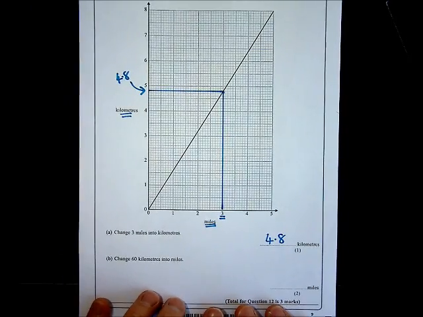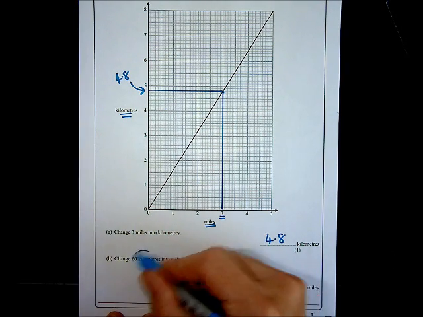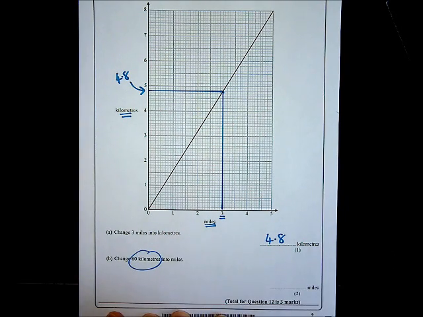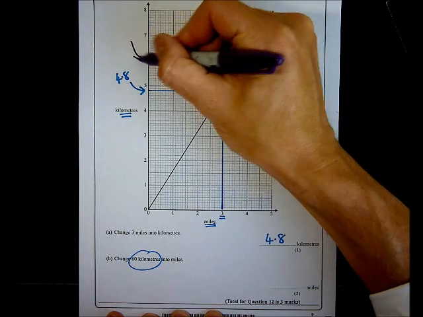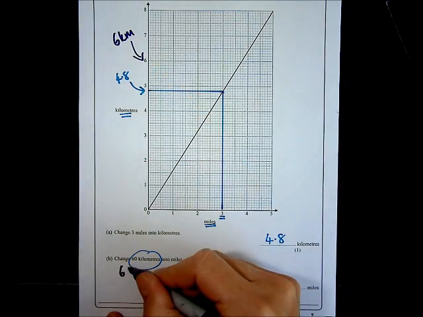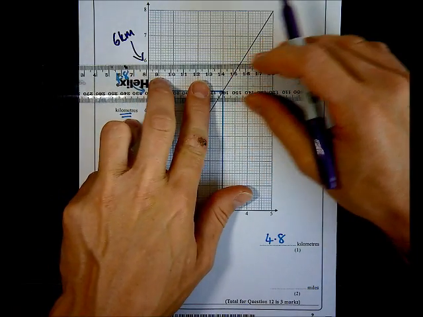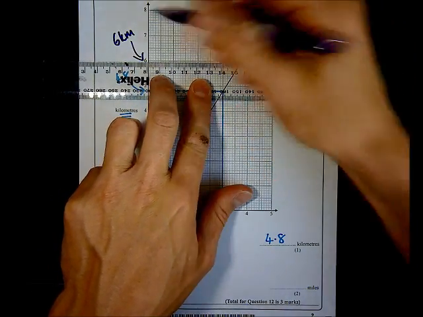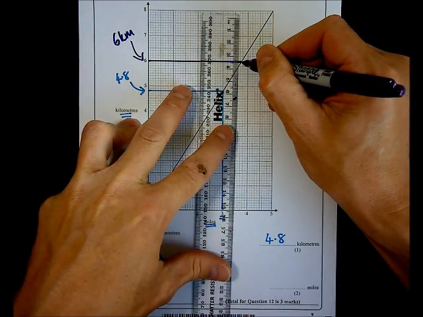Now, for part B, I'm asked to change 60 kilometres into miles. Now from looking at my kilometres axis, I can see that it only goes up to 8, but it does have on it 6 kilometres here. So I'm going to work out what 6 kilometres is. So again, using my ruler, I'm going to draw a line across to the graph, being as accurate as I can. And where that meets the graph, I'm going to draw a line down.